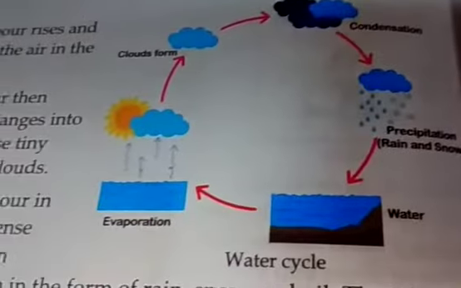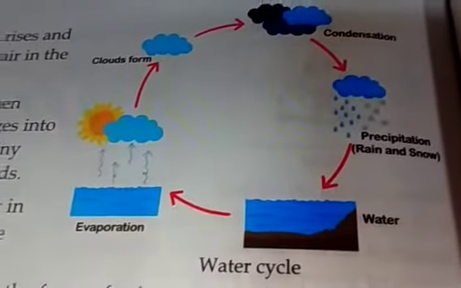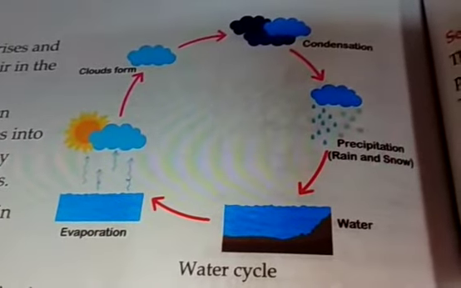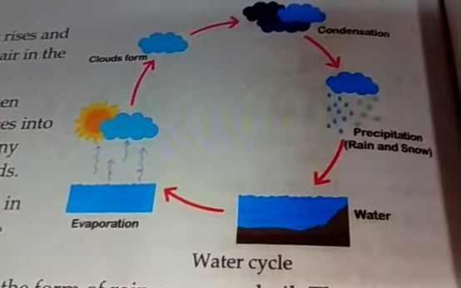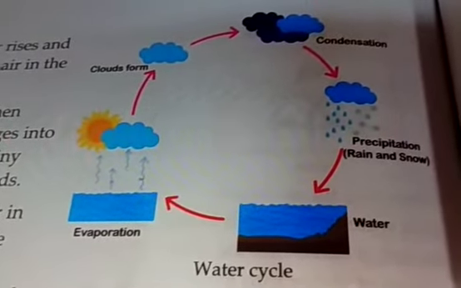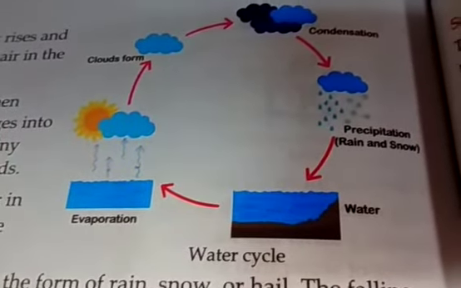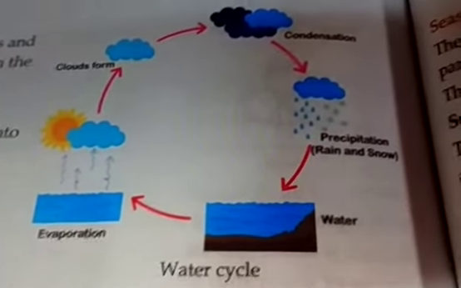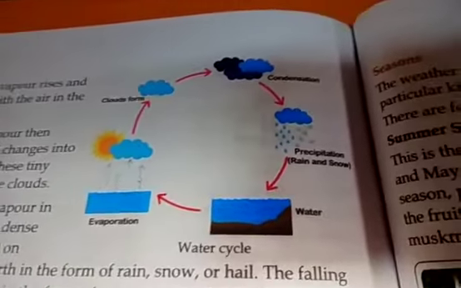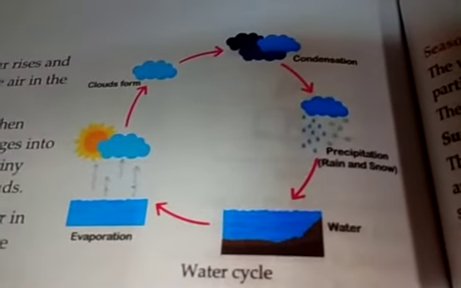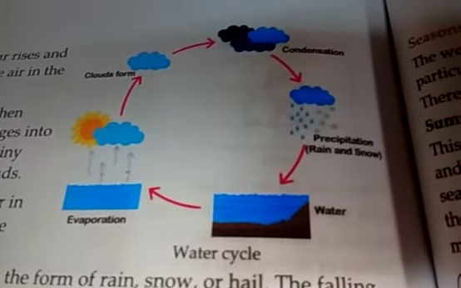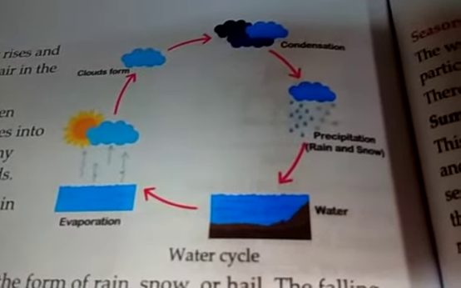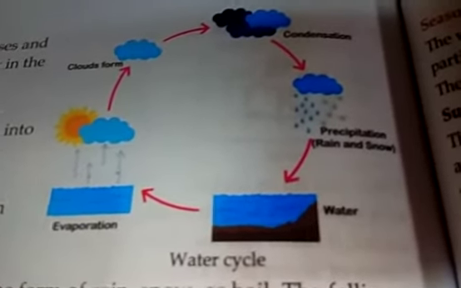Next we will go to the water cycle. Water changes its form on heating and cooling. Similarly, in nature too, water changes its forms. Let's see how. More than half of the earth's surface is covered with water. This water is present in the form of solid on the earth. How in the form of solid? Those are glaciers, ice caps and snow.